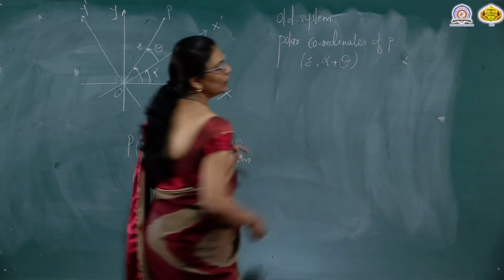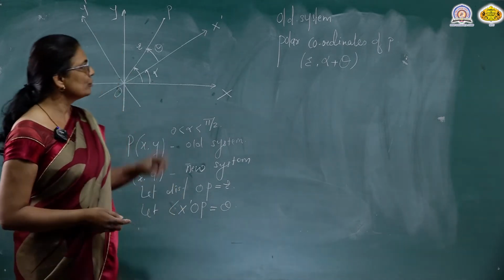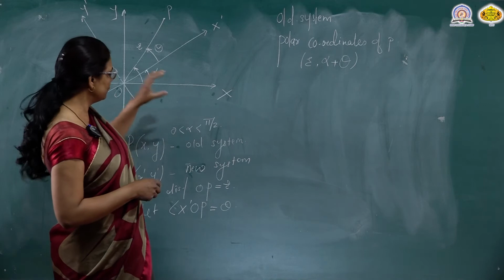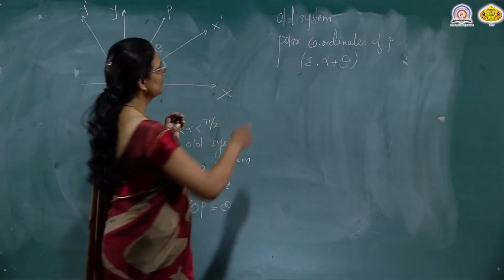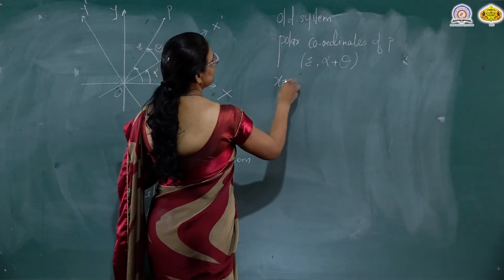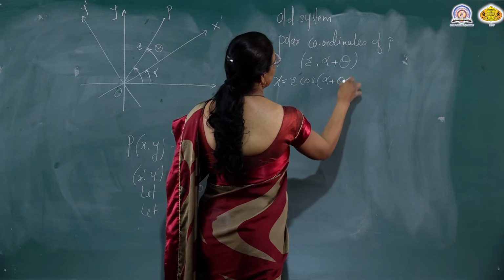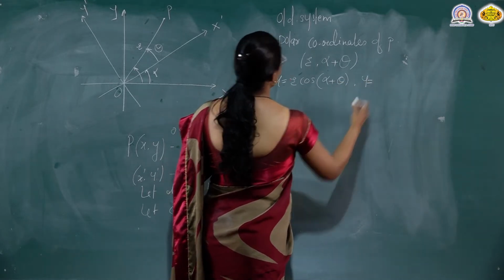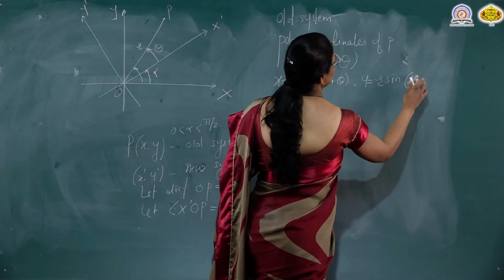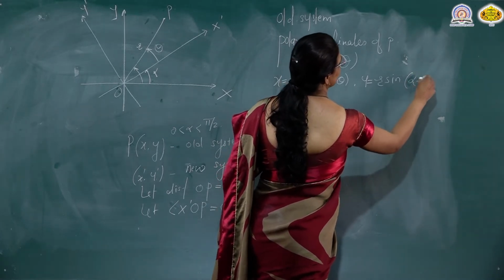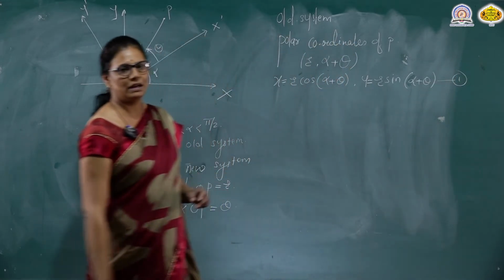Then we express x, y in terms of polar coordinates. We know the relation between these four numbers x, y, r, and theta plus alpha. These relations are x equals r cos of alpha plus theta and y equals r sin of alpha plus theta. I denote these two equations as equation 1.